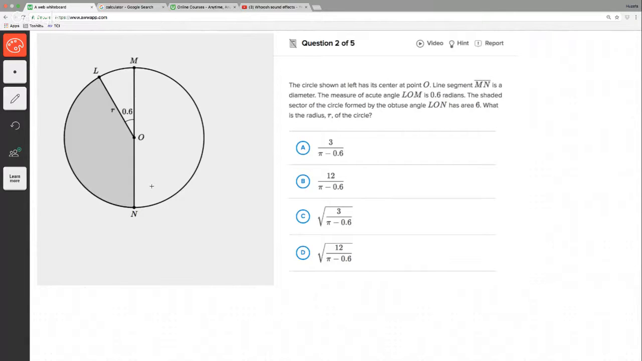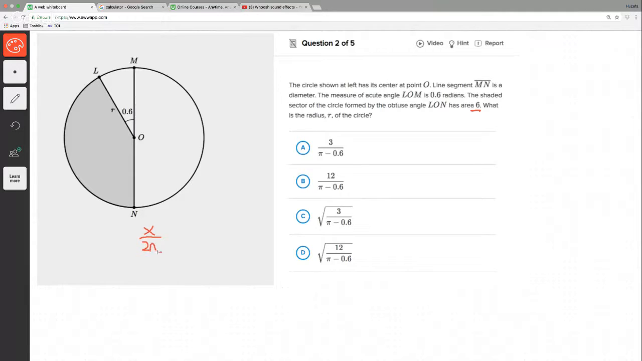All right, so we need to find this area. No, sorry, we don't need to find the area. We know the area, it's 6. We need to find the radius. So this is how we do it. We use our sector area formula. We're trying to find LON, which we'll just call x. We set up the same type of thing, x over 2 pi.